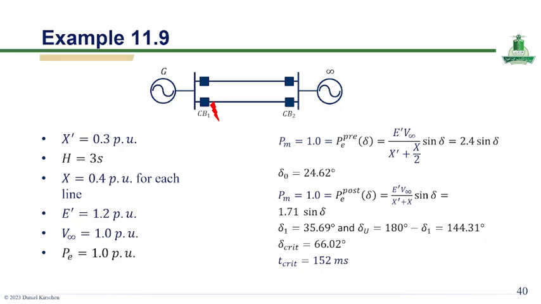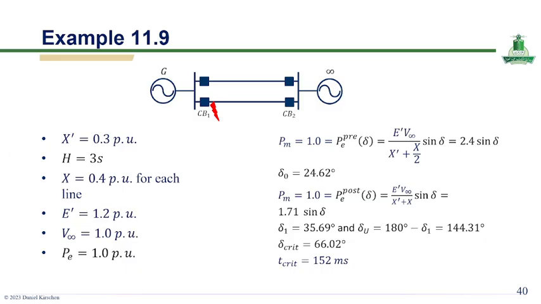So using the equal area criterion, the critical clearing angle can be calculated as 66.0 degrees, and this corresponds to a critical clearing time of approximately 152 milliseconds. So this result indicates the maximum allowable fault duration for the system to remain stable after disturbance removal.